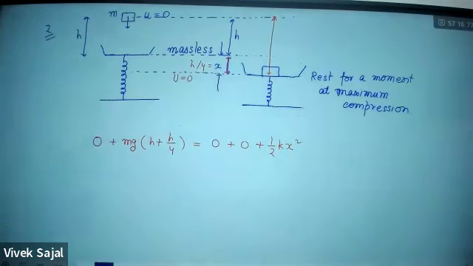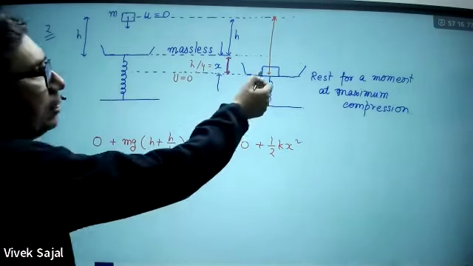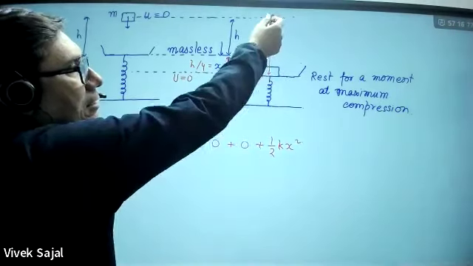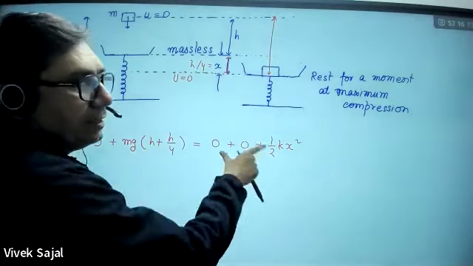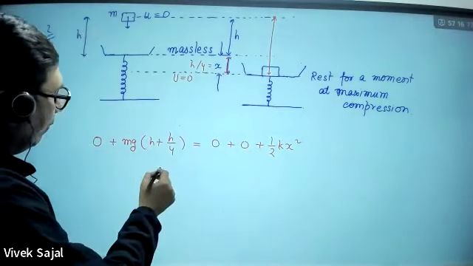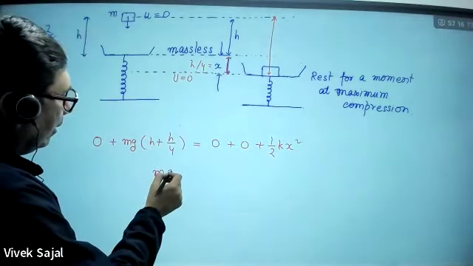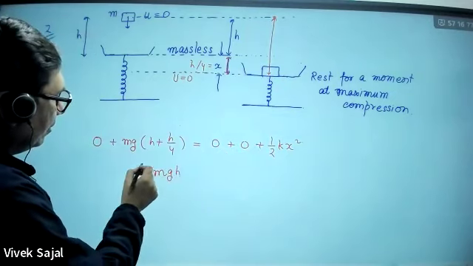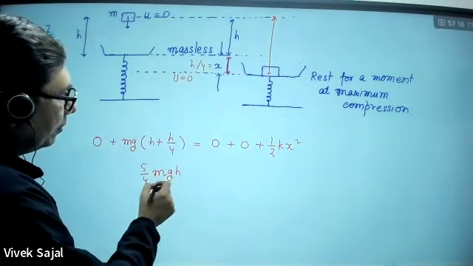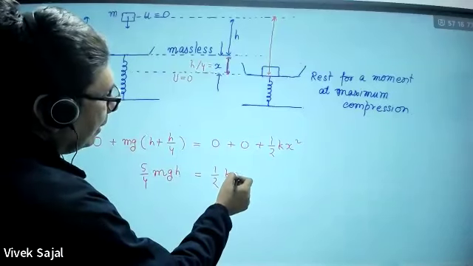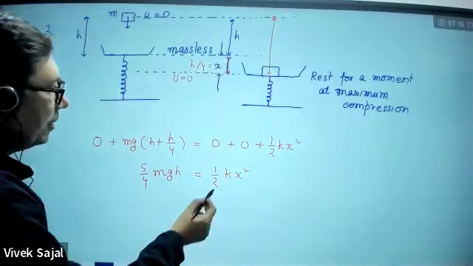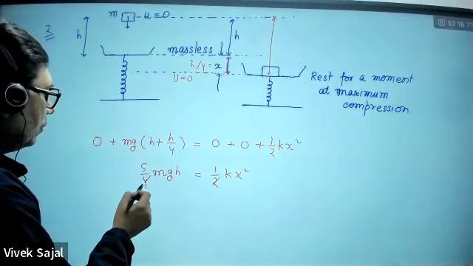This will be 1 by 2 kx square. So this will be the total energy at this point. Initially, this was the energy. And finally, it will be the energy. So this will be mgh, pi by 4. This will be 1 by 2 kx square. This is a very good, important question from the exam point of view.